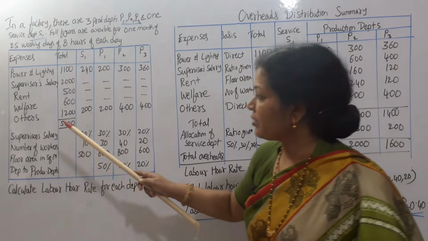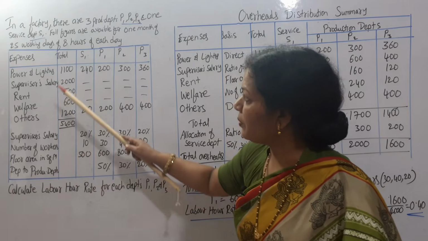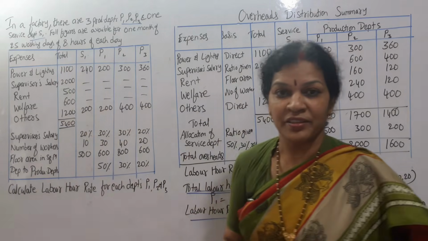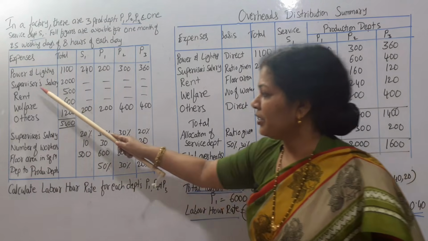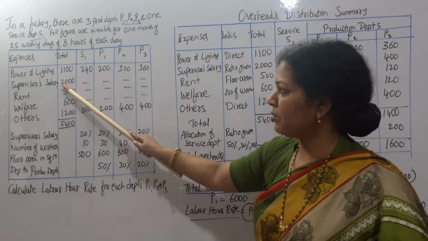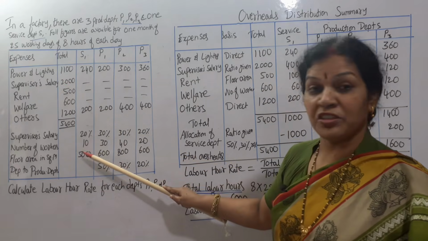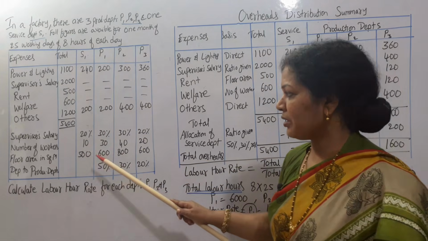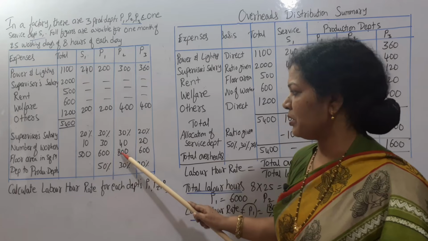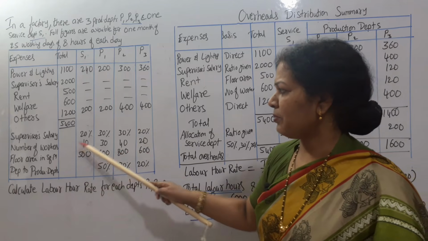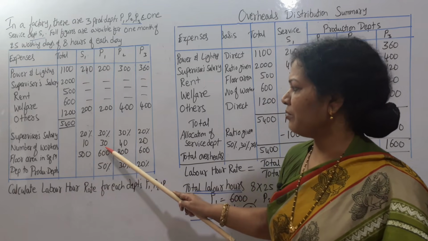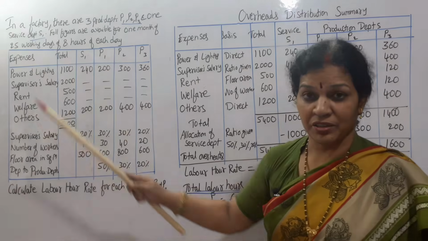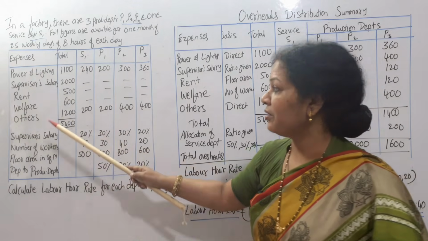Next, in the same way, floor area, generally for rent, we know this. For rent purposes we take floor area. This rent we are going to distribute as per this distribution, which means we have to take out the ratio 5:6:8:6. Number of workers also you can take like 1:3:4:2, and allocate according to that.